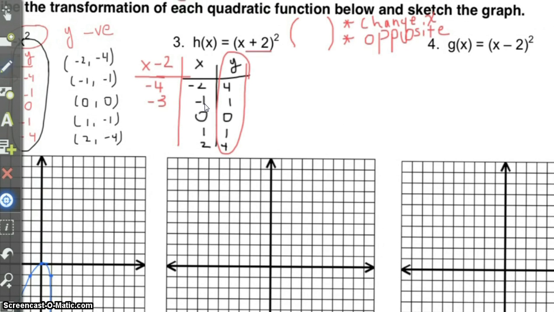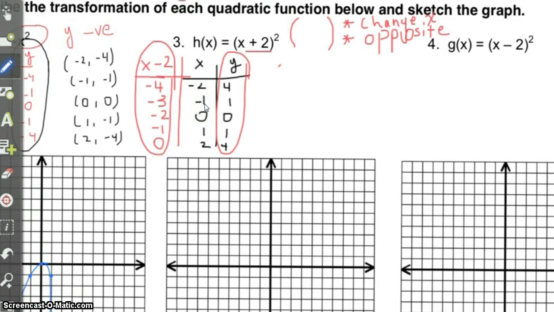Remember, what we're doing is we're starting with this point and subtracting 2. So negative 1 minus 2 is negative 3. 0 minus 2 is going to be negative 2. And then 1 minus 2 is going to be negative 1. And 2 minus 2 is 0. So this is going to be my new x.